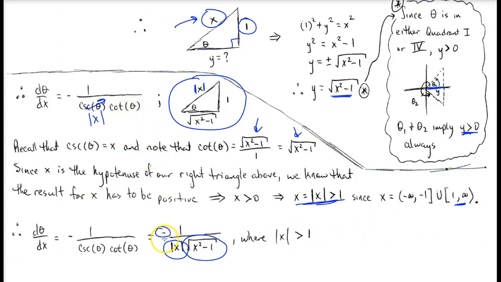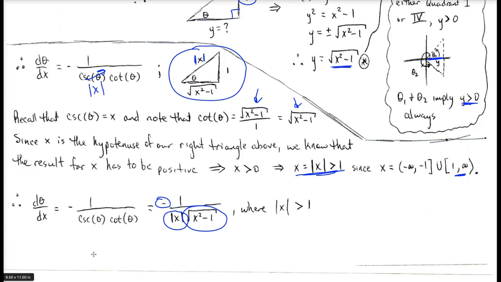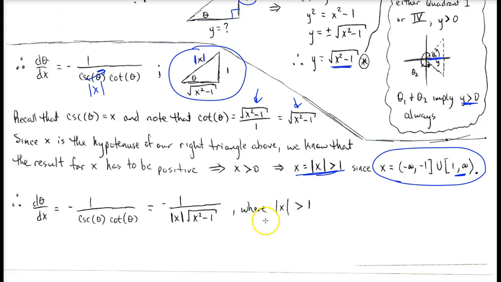And so that shows us that the derivative of theta with respect to x, which is the same as the derivative of cosecant inverse, is this result as long as the absolute value of x is greater than 1, which is another way of saying this here. And so that's how we come up with deriving the derivative of this particular inverse trigonometric function. All right, so let's move on to the next example, and let's do one of these from scratch.